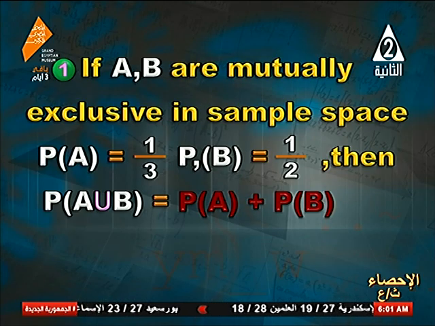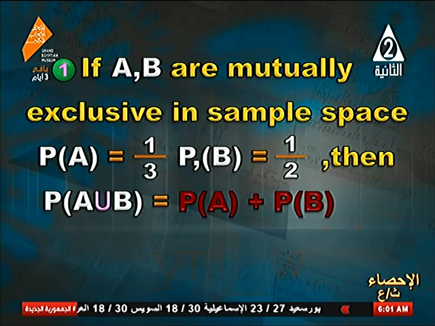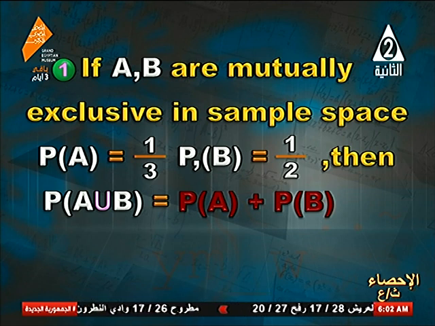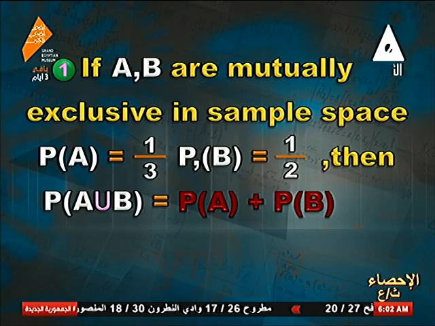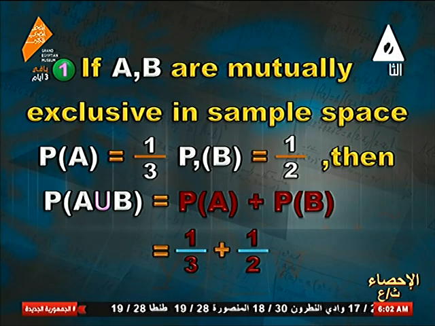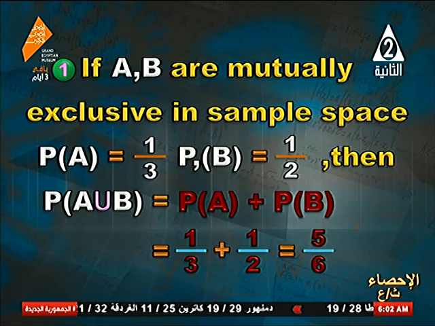If A and B are mutually exclusive, it means probability of intersect equals 0. Therefore, probability of union is simply probability of A plus probability of B. By substitution, probability of A equals 1/3, probability of B equals 1/2, then the answer equals 5/6.